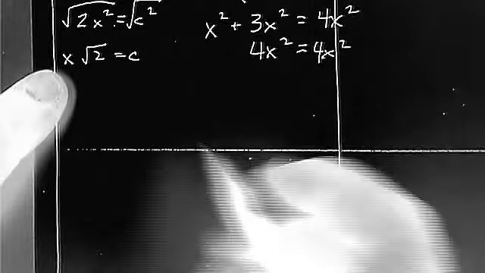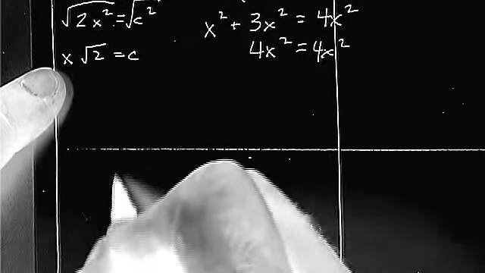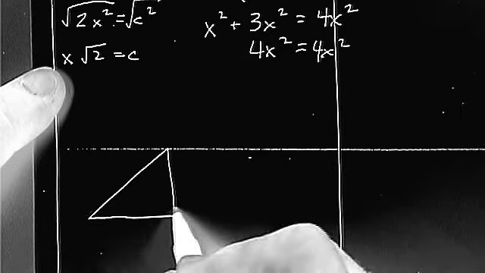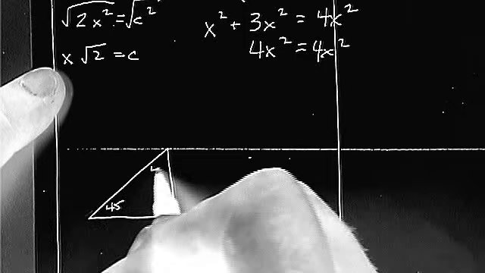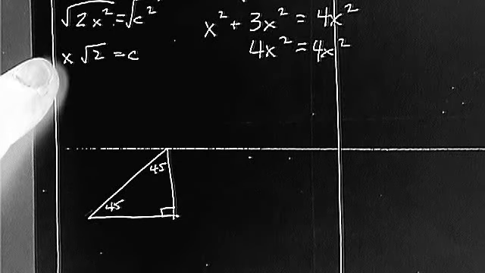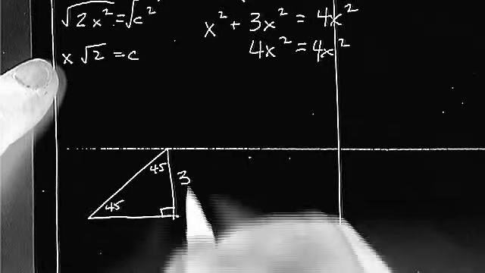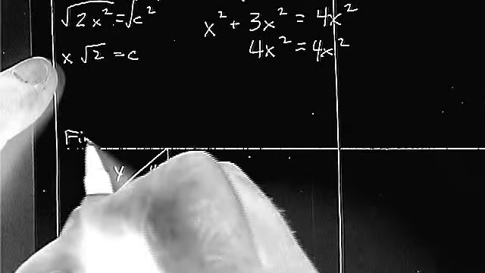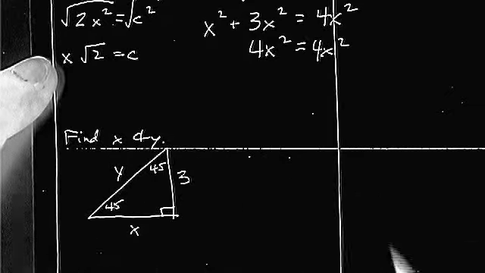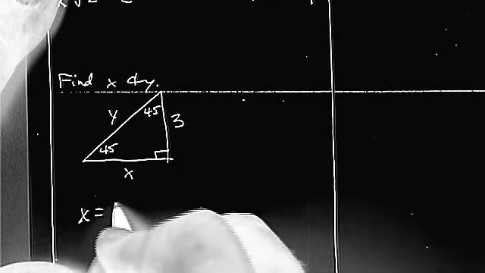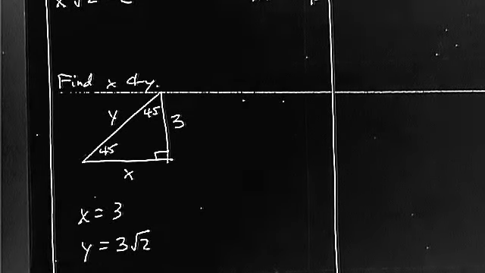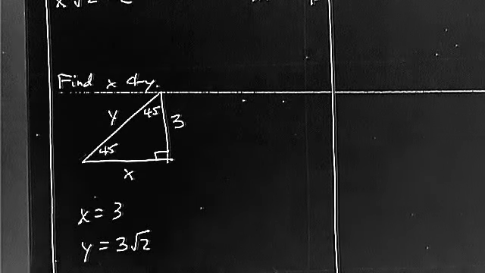Well, so suppose I'm dealing with a situation in which I have a 45, 45, 90 right triangle. And I know that this side is 3, and I ask you what's x and what's y. I say find x and y. It should not take you that long to figure out that x has to be the same and y has to be 3 radical 2. Because I'm just using the pattern.